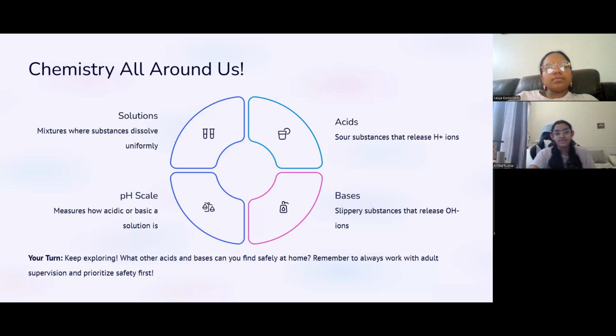Now it's your turn. Keep exploring. What other acids and bases can you find safely at home? Remember to always work with adult supervision and prioritize your safety first. So try to do all the experiments we give you. Always have an adult with you while doing these experiments, unless we state that you don't need one. But it's always safe to have an adult, one of your parents or older siblings.